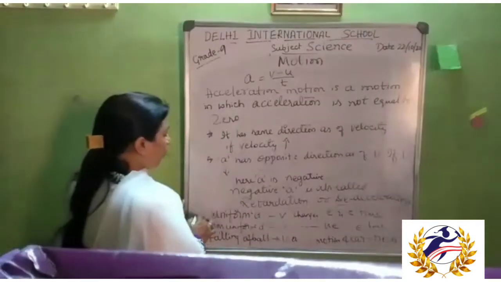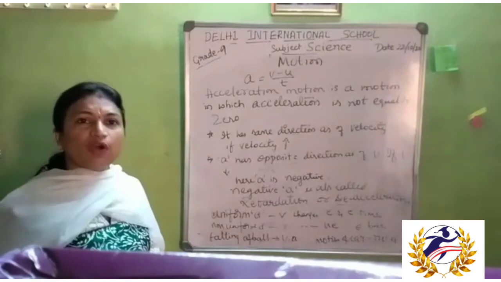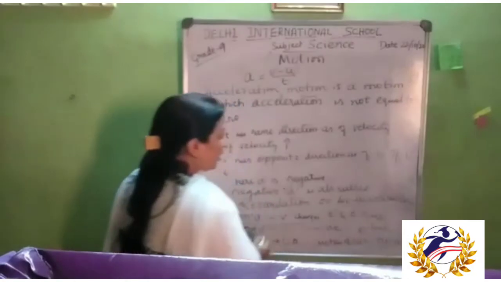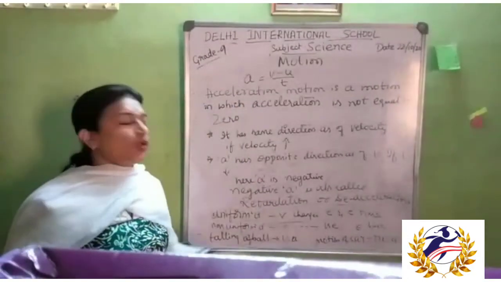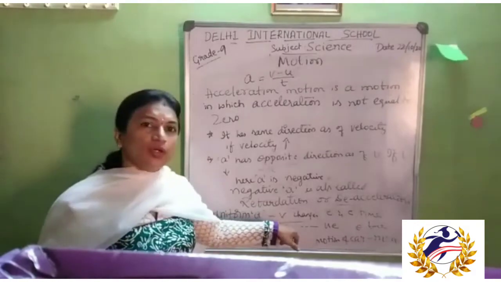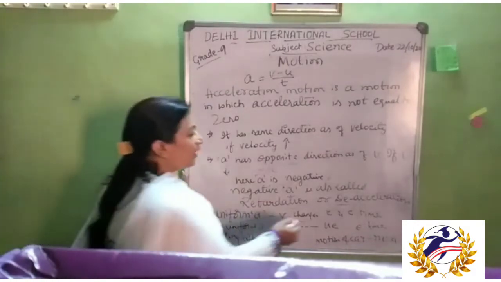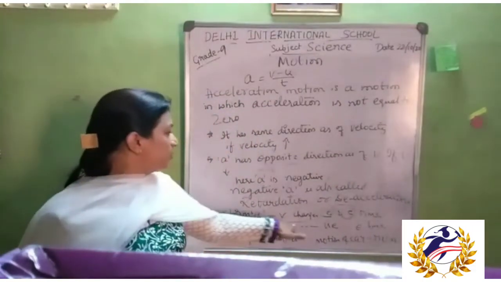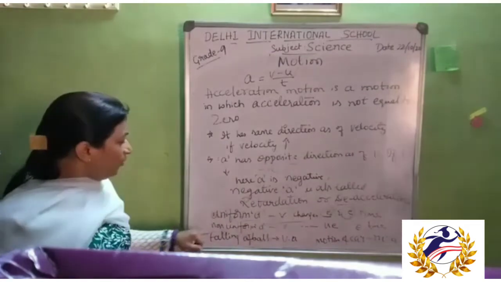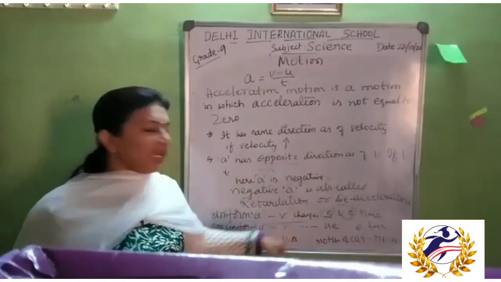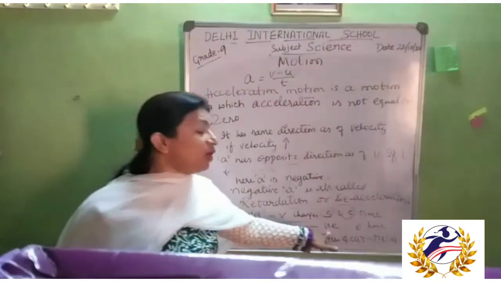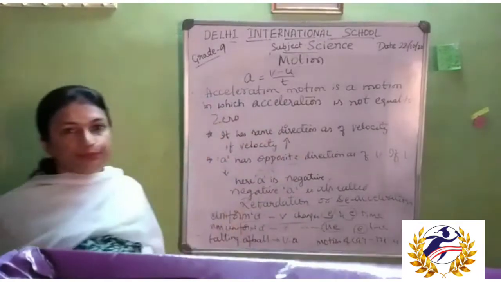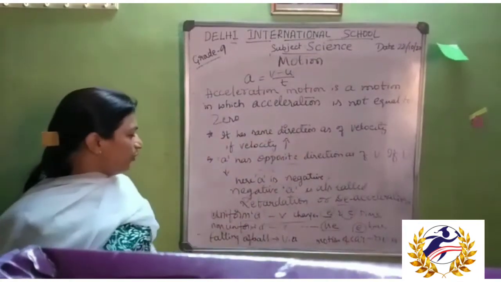So next is uniform acceleration. What do you mean by uniform acceleration? When the velocity changes by equal amounts in equal intervals of time, it is called uniform acceleration. Whereas non-uniform acceleration is when the velocity changes by unequal amounts in equal intervals of time. Okay, so that is non-uniform acceleration.